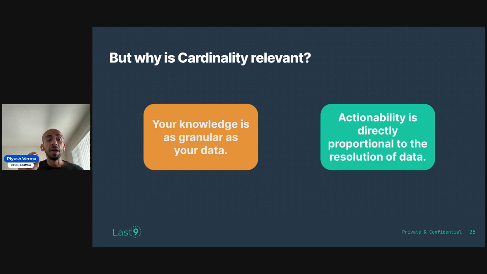Also, actionability is directly proportional to the resolution of data. Let's take an example here. If I was to save my data only as an aggregated sum of a week, we would never be able to dissect it down, because a metric is the most atomic unit, which cannot be dissected further. If I only save a week's worth of aggregation as the most atomic thing, then if you ask me further, does it happen on a Monday, or at lunchtime, or in the evening time? We will never be able to tell that. So actionability is directly proportional to the resolution at which we save the data.